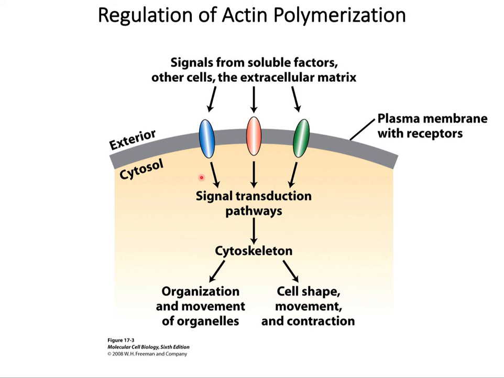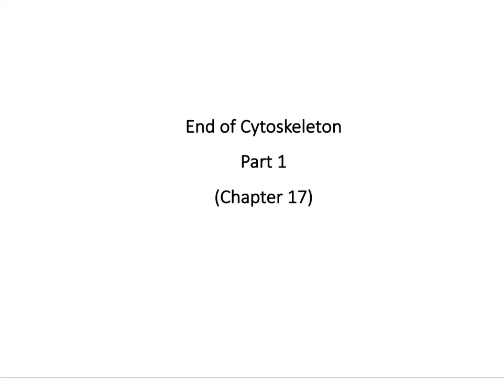So when we talk about cell signaling later in the course, we'll talk about the details of the cell signaling pathways. We are going to be looking at specific receptors and what downstream molecules regulate the signal to relay from these receptors. So that's the end of the cytoskeleton, part 1.